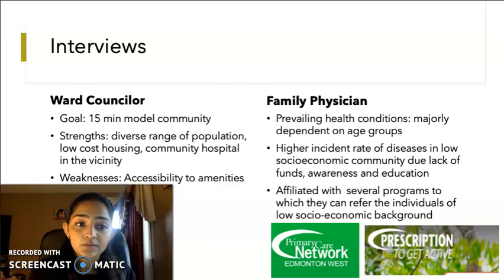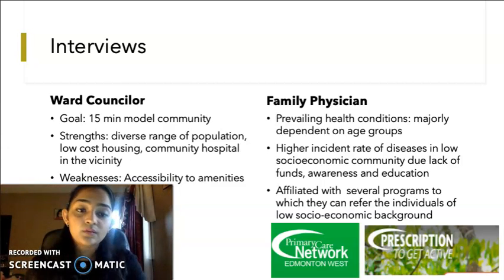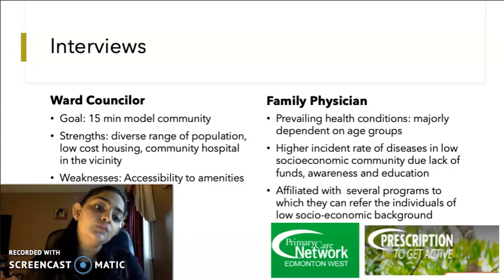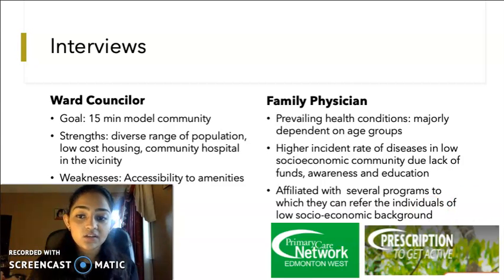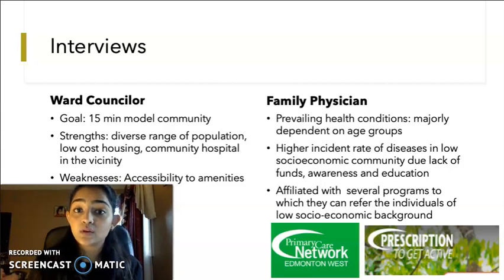Now moving on to the interviews, I interviewed the ward councilor of this community and a very well-known family physician in Edmonton. The ward councilor's main goal is to make this community into a 15-minute model, which means that the individuals living in the community will be able to access all the amenities such as library, church, school, pharmacy, hospital, grass, groceries, and food within 15 minutes of distance by foot, as he believes accessibility is the greatest concern of this community. As everything has to be traveled to by car, which might not be possible for some people who are of a low socioeconomic background.